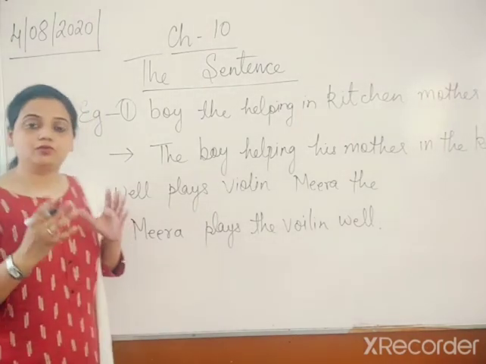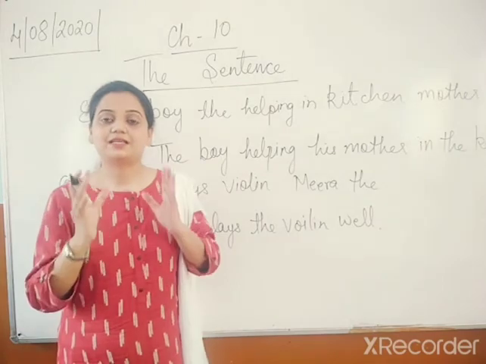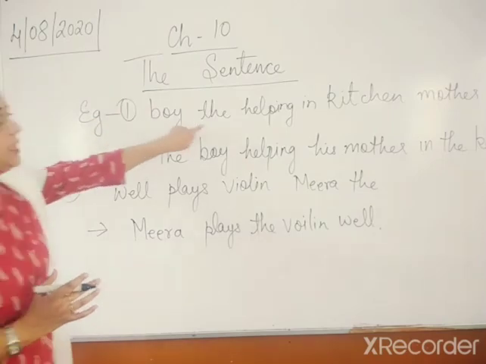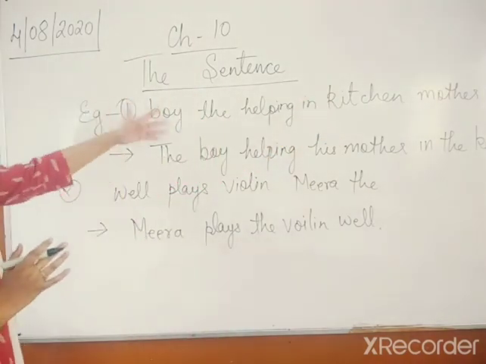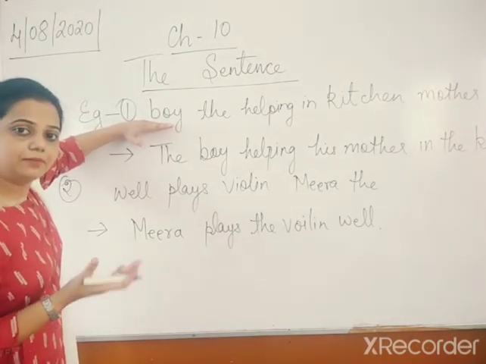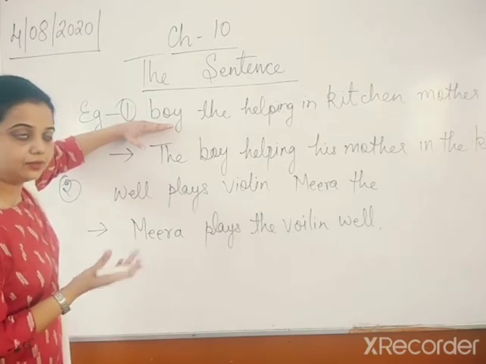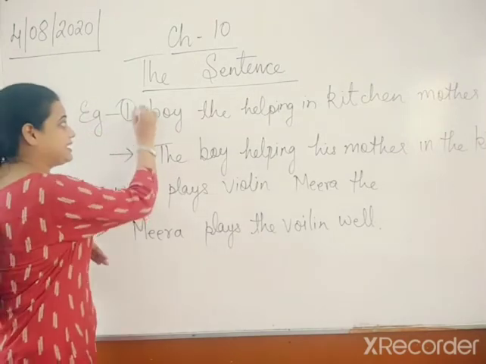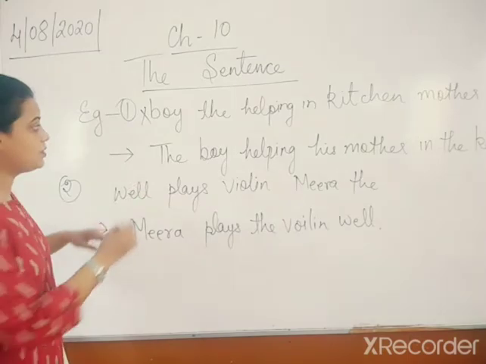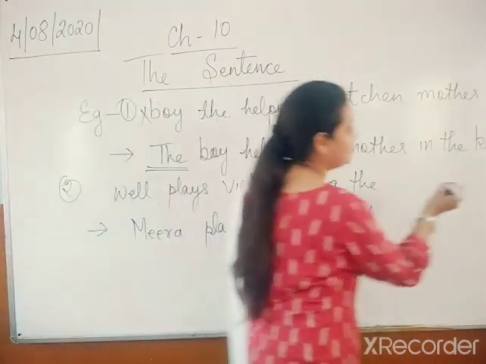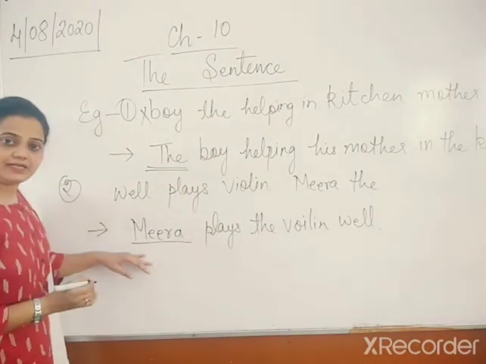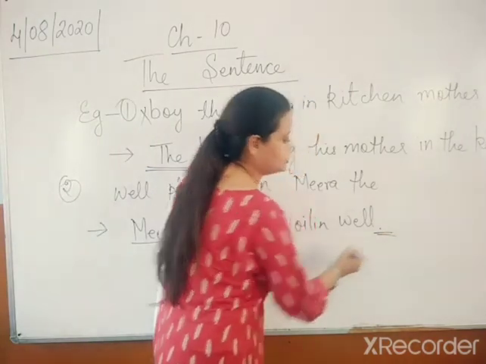And one thing you have to make sure is that a sentence always begins with a capital letter. So over here you can see the first one, boy the helping in kitchen mother is, whatever this is, it's a group of words. But here boy does not begin with a capital letter, because this is not a sentence. But here you can see the boy helping his mother in the kitchen is a proper sentence. Also it begins with a capital letter and ends with a full stop. Right? Same way, Mira plays the violin, and the full stop. Clear?